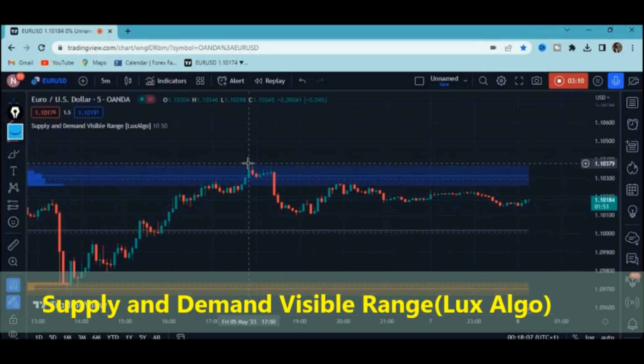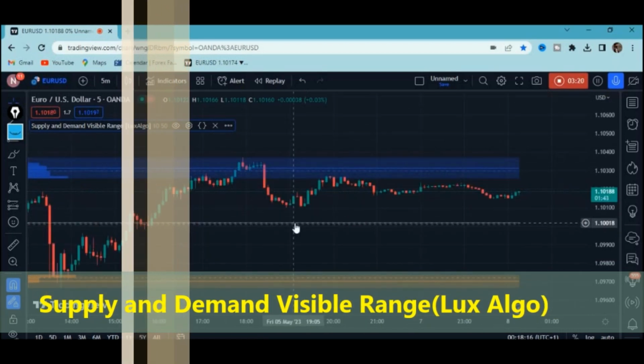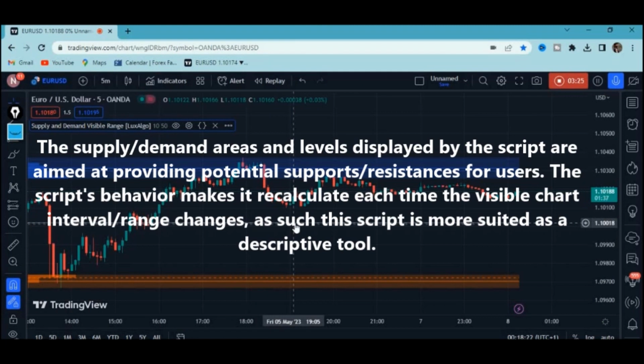It seems to be very great when you see it on your chart. So guys, real quick, I want to mention one thing that I said earlier when we were using this indicator. One of the usage notes was that the supply and demand areas are levels displayed by the script, aimed at providing potential support and resistance for users. The script's behavior makes it recalculate each time the visible chart interval or range changes. As such, this script is more suited as a descriptive tool.